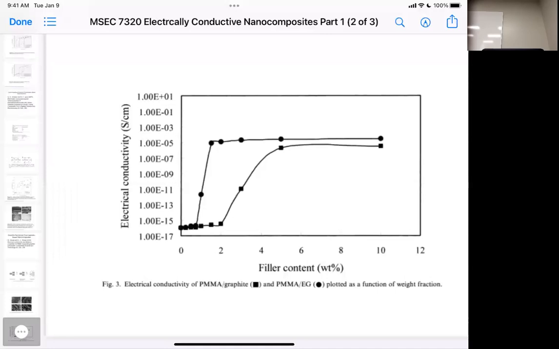Okay, that's what I have for today, and come back on Thursday for part 2. We're going to look at some other fillers and some other analyses, and I'm going to sum up some of the general trends we're seeing with the electrical conductivity.